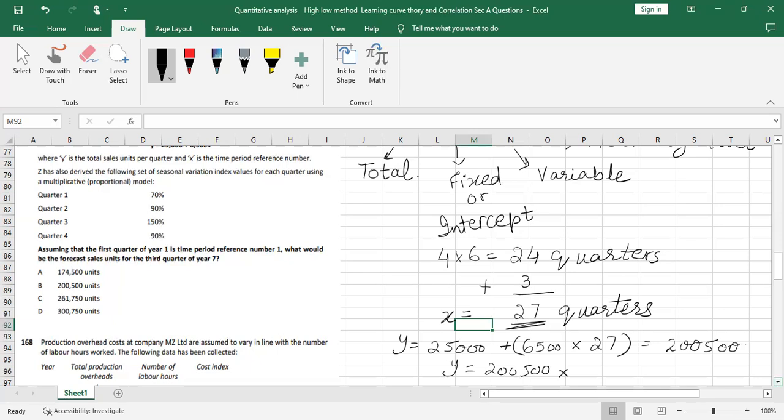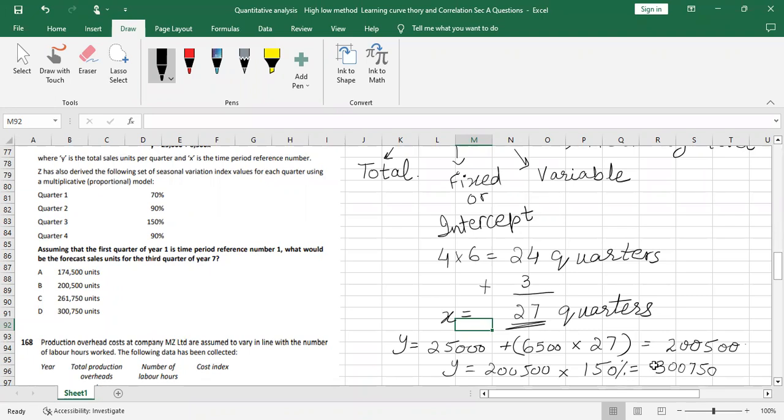Now for the third quarter we have 150%. It shows that the tradition of the third quarter is that actual sales will be 150% of the budgeted or forecast sales. So you will calculate 150%, or 1.5 times, of 200,500 for the third quarter. Suppose we are calculating for the first quarter, then we will multiply with 70%. Similarly, if we are calculating for the second quarter, we will multiply with 90%.